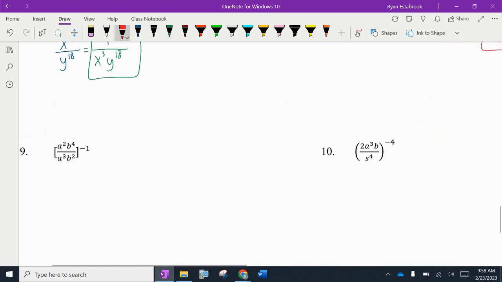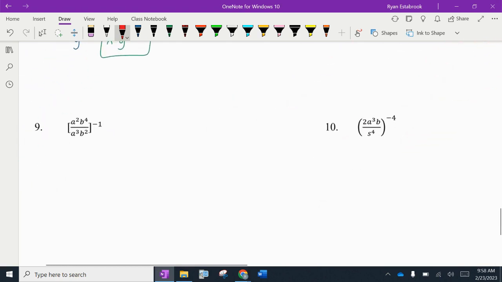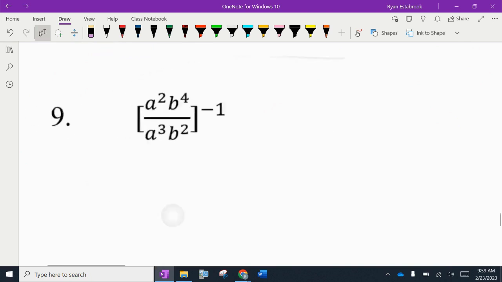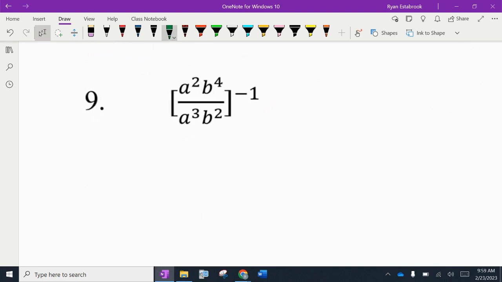We'll pick one of these last problems. Number 9 it is. As is the case in a lot of math, we can do it in more than one direction. Here's what I'm going to do. I see that there's 2 terms in the numerator, 2 in the denominator. But before I raise it to the -1, could we simplify the inside first? Yeah. That means actually less work for us in the end.